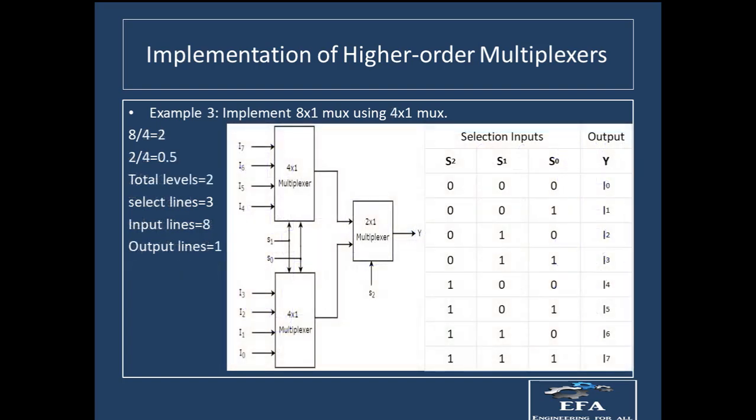Next is example number 3. In this case we have to implement an 8:1 multiplexer with the help of 4:1 multiplexers. Now this is somewhat a tedious task. This you have to remember, there is a trick over here. Suppose you have to implement an 8:1 multiplexer with the help of the 4:1 multiplexer. The first step is the same.